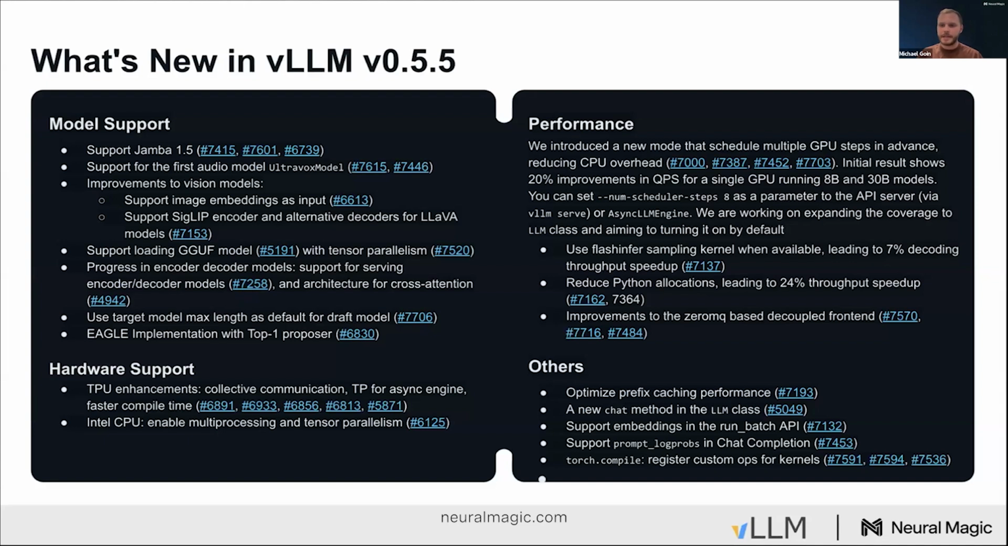And mostly in terms of new features or things you can use, there's a new chat method on the offline LLM class, so you can easily do chat templating and easy prompting for instruct models within vLLM. And there's a good bit of continuous work on torch.compile, I think, between both of these releases.